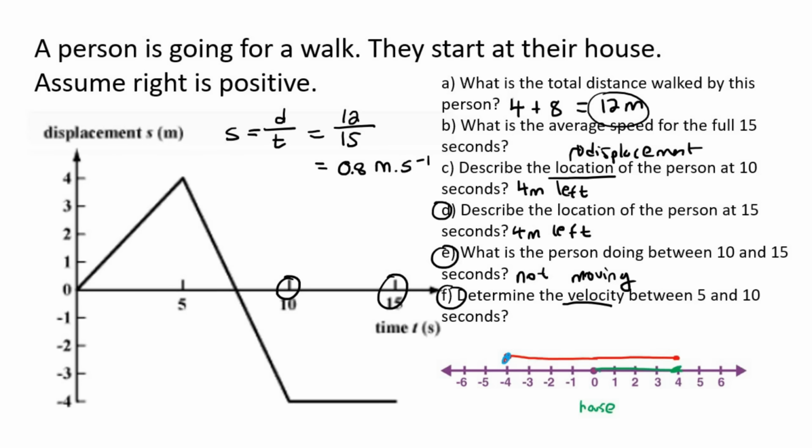And then F, determine the velocity between 5 and 10 seconds. That's a good question. I'll show you why. So we know that velocity, we've learned this before, is equal to the change in the displacement over the change in time.